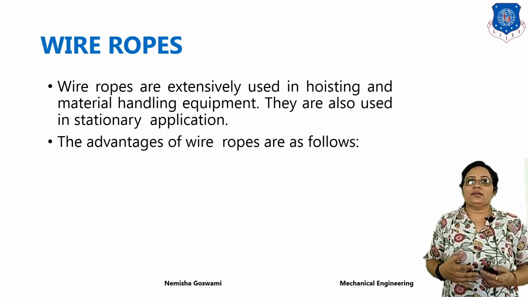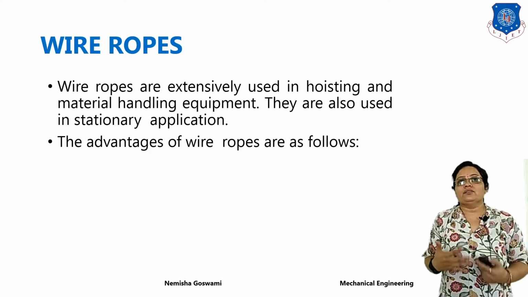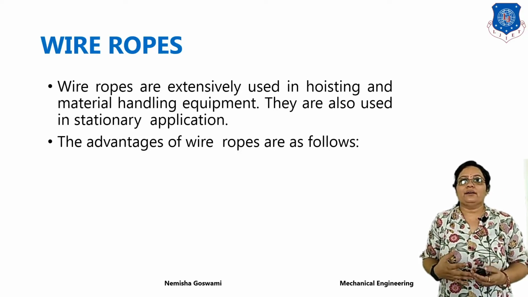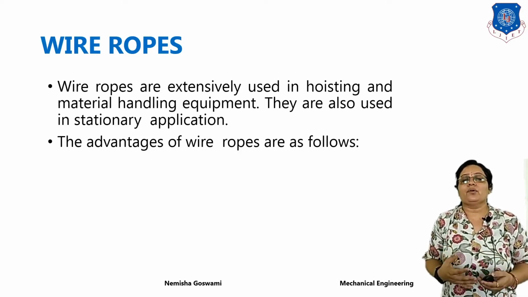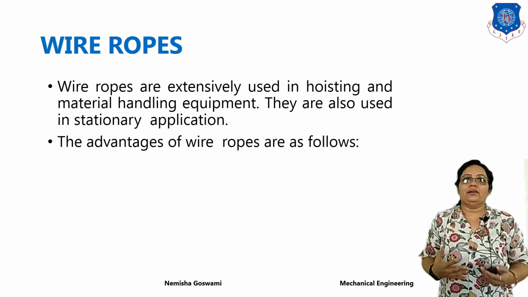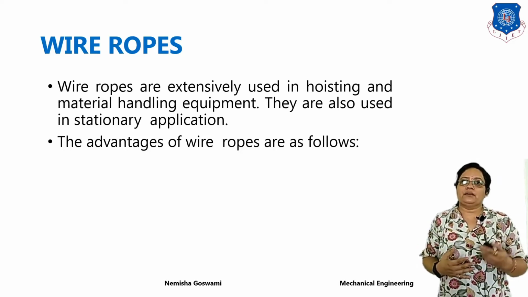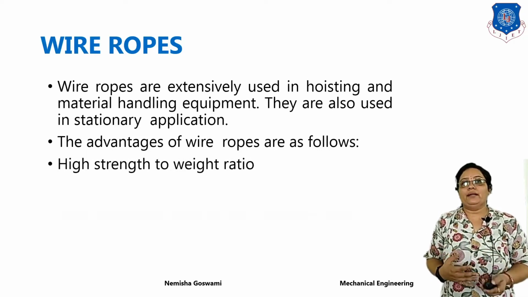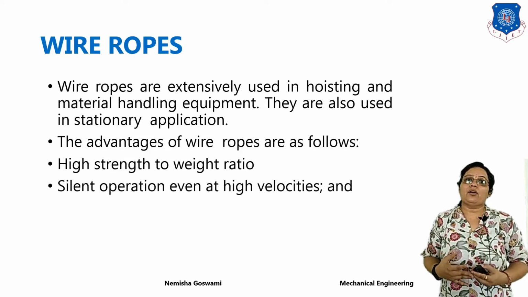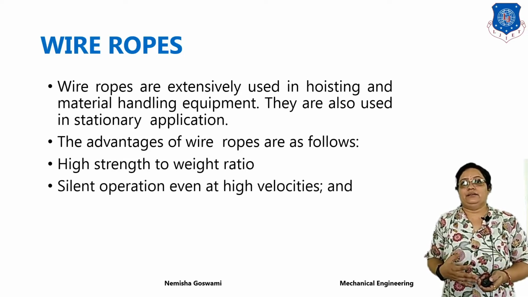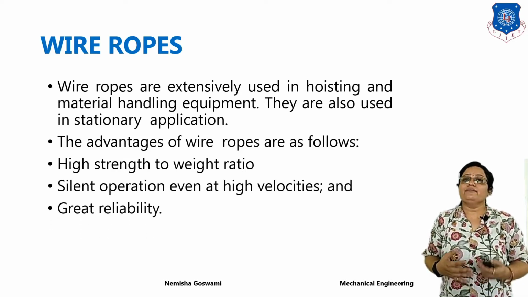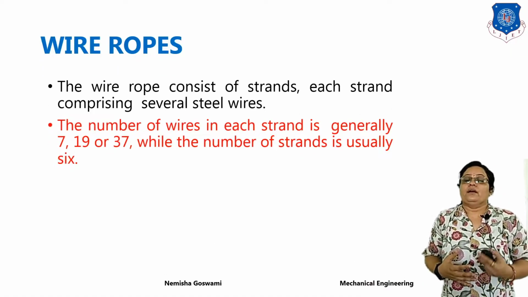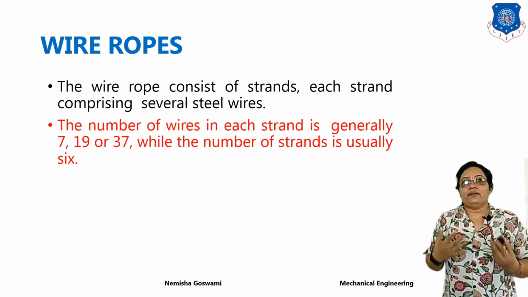The next point is, what are the advantages of wire ropes? There are several advantages which are very important, due to which we can use wire ropes in different types of applications. First of all, they have a high strength to weight ratio, they have silent operation even at high velocity, and they have great reliability. These are the basic advantages of wire ropes.